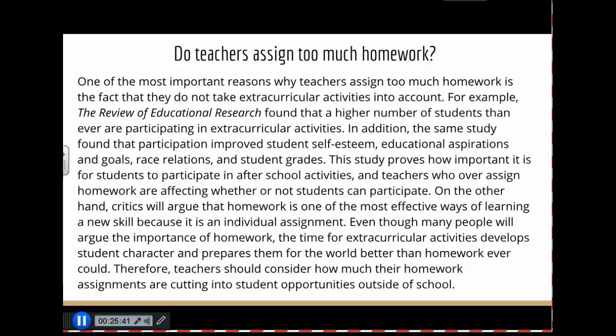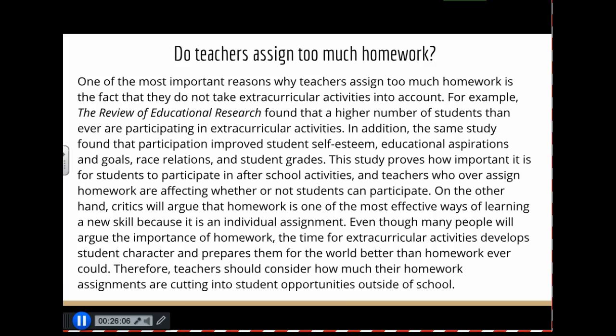On the other hand, here's the counter-argument for argumentative. Critics will argue that homework is one of the most effective ways of learning a new skill because it is an individual assignment. Even though many people will argue the importance of homework, the time for extracurricular activities develops student character and prepares them for the world better than homework ever could. Here's the concluding sentence, Emily. Therefore, teachers should consider how much their homework assignments are cutting into student opportunities outside of school.